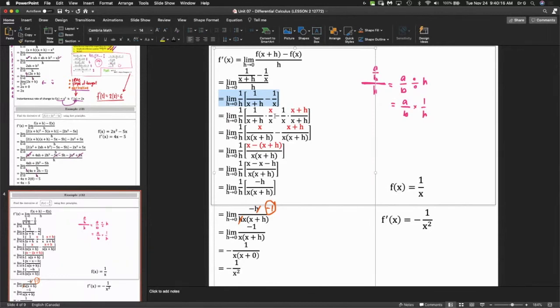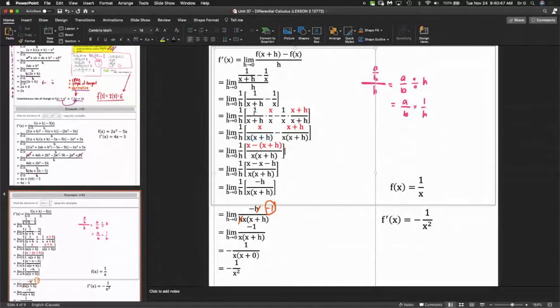Okay, so the question is, how do I get to here? I need to take these two fractions and put them together. The way I can put them together for subtraction is to get a common denominator. In this case, this is x plus h, and this is x, so the common denominator must be these two things multiplied: x times x plus h.